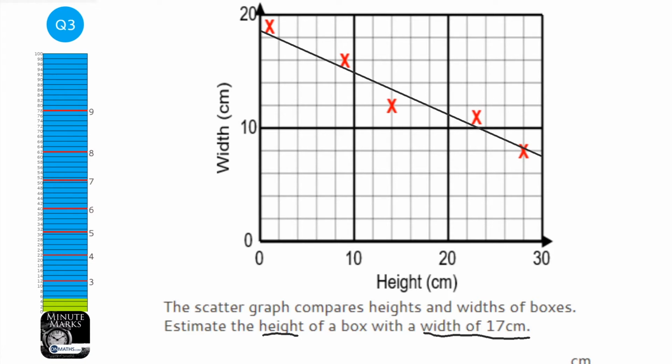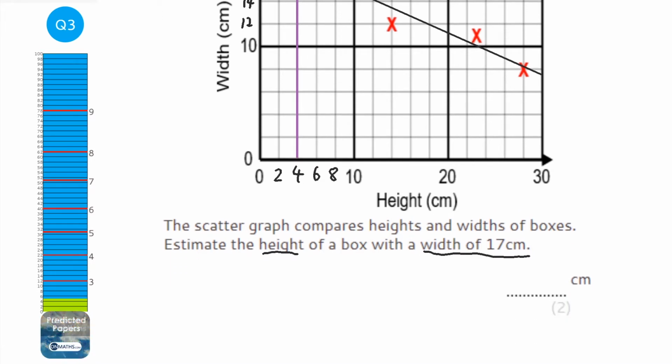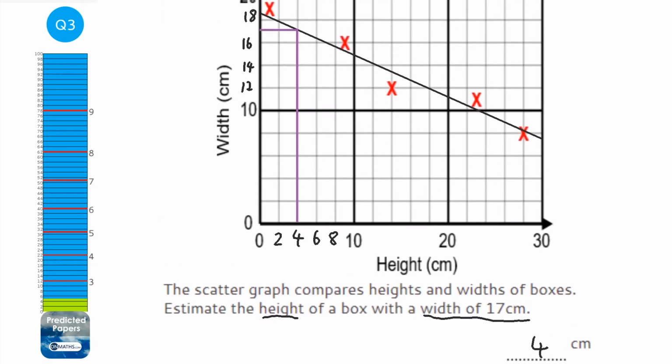So we've got to check the scale first, and it seems like it's going up in 2s, so let's just check that. Yep, it's going up in 2s. So what I want to do is draw a line across at the width of 17, which will be roughly here. I'm going to stop when it hits the line of best fit, and I'm going to draw a line down, and I'm going to read off what that is. Well, this scale is also going up in 2s, I think. Yep, it is. So the estimate of the height would be 4 centimeters.